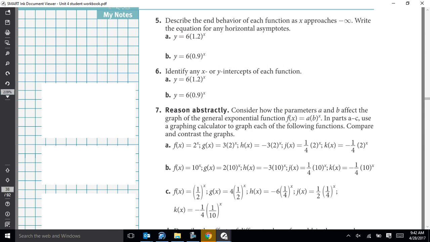All right, so number 5, describe the end behavior of each function as x approaches negative infinity. Write the equation for any horizontal asymptotes. All right, so for 6 times 1.2 to the x, what's our horizontal asymptote? We already did this because we kind of did everything together. So as we're going to negative infinity, where's this graph going?